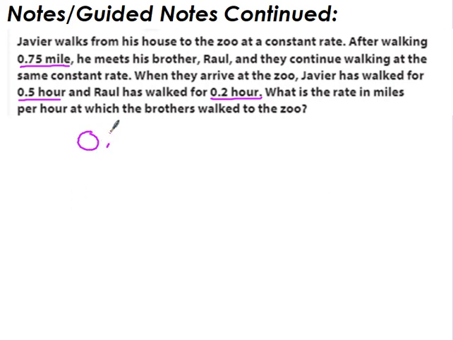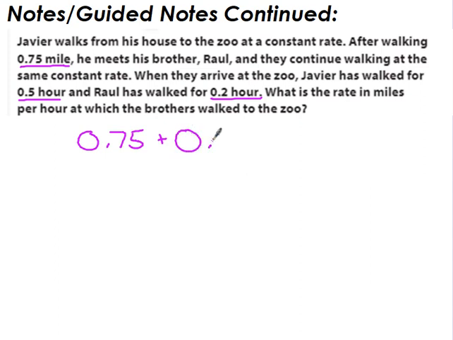Javier is walking 0.7 miles before he meets his brother. So this is in the beginning. Then he meets his brother and they continue walking at the same constant rate. When they arrive at the zoo, Javier has walked for half an hour and Raul has walked for 0.2 hours. So Javier walked this extra 0.7 miles.